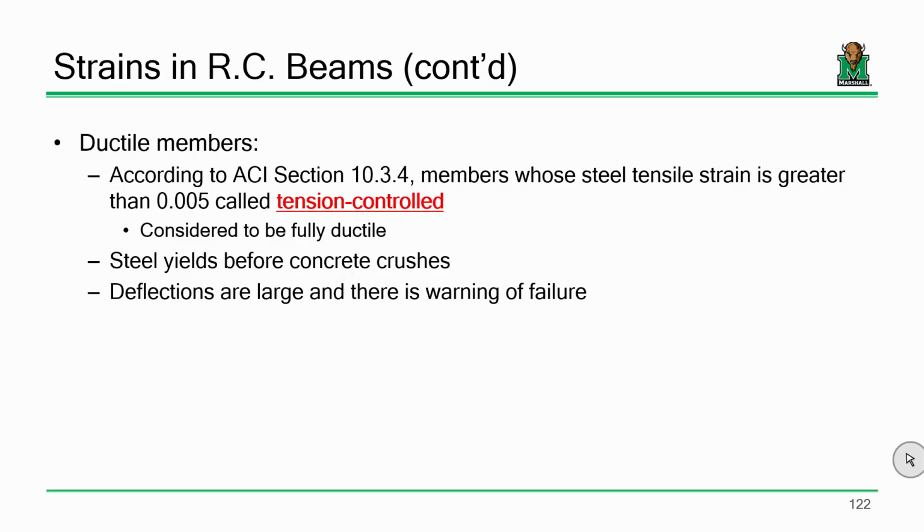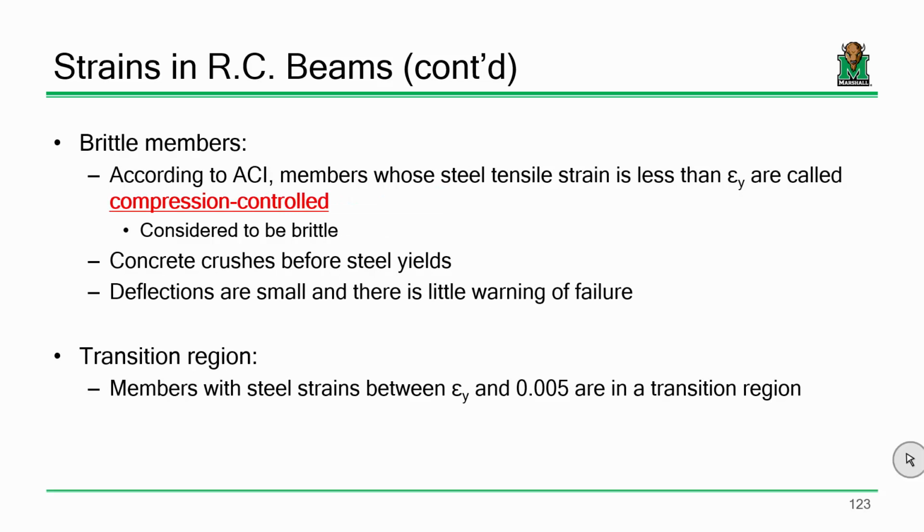Now, the reason why that's important is we want a beam to be tension controlled. We want it to be governed by the behavior of the steel and not the behavior of the concrete. When steel yields, it's a pretty gradual process. You get large deflections. You know what's coming. If it's governed by the behavior of the concrete, it goes quick. And we don't like that from a safety perspective. So in ACI, we define tension-controlled elements and compression-controlled elements.